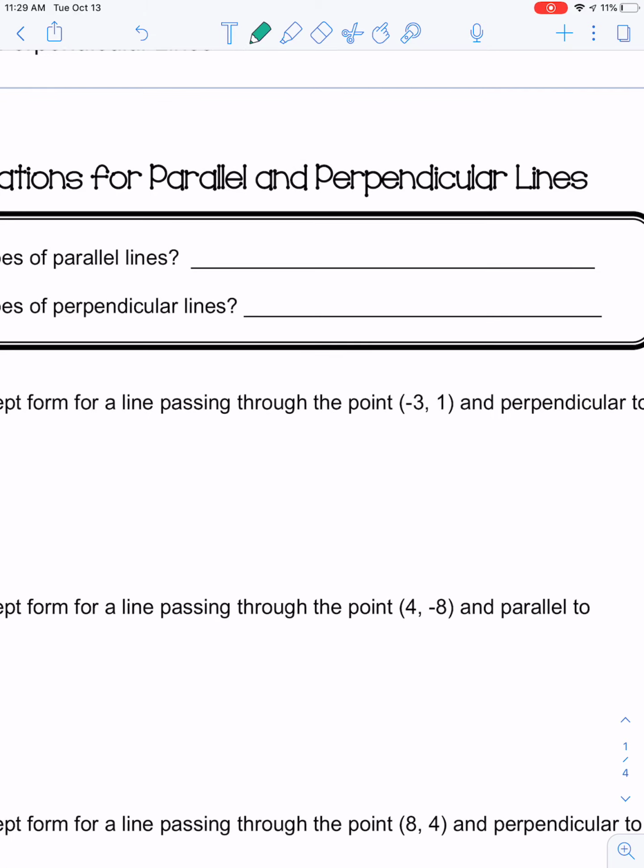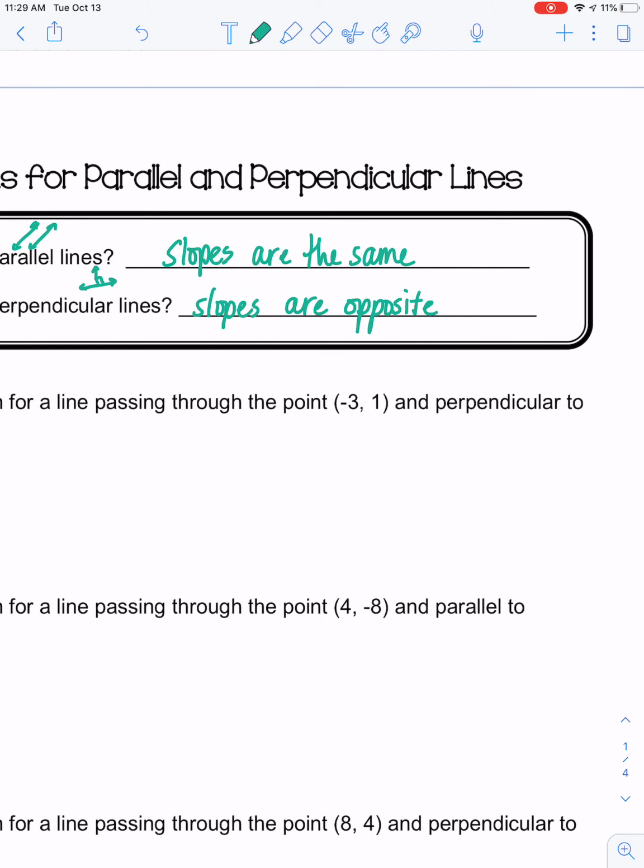Well, hopefully, if you remember, parallel lines are lines that never meet. And if that's the case, that means that their slopes are the same. Perpendicular lines, however, meet at a right angle. And when that's the case, the slopes are opposite reciprocals. Remember that the opposite refers to the opposite sign, and reciprocal is what reminds you that the fraction of the slope is flipped over. It's actually run over rise. So let's keep that in mind as we move forward.